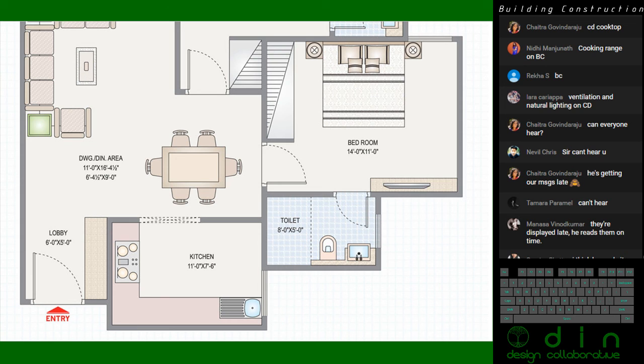But for now, I still haven't gotten any more reasons. Only ventilation and natural lighting on CD, and therefore you put the cooking range there. What about the other things? What about chopping vegetables then? Don't you need light for that? What other things, as in preparation and stuff like that? Anyone?